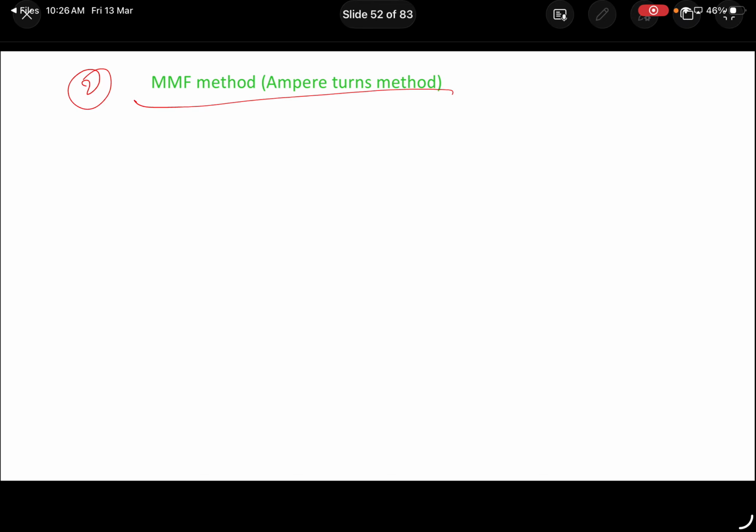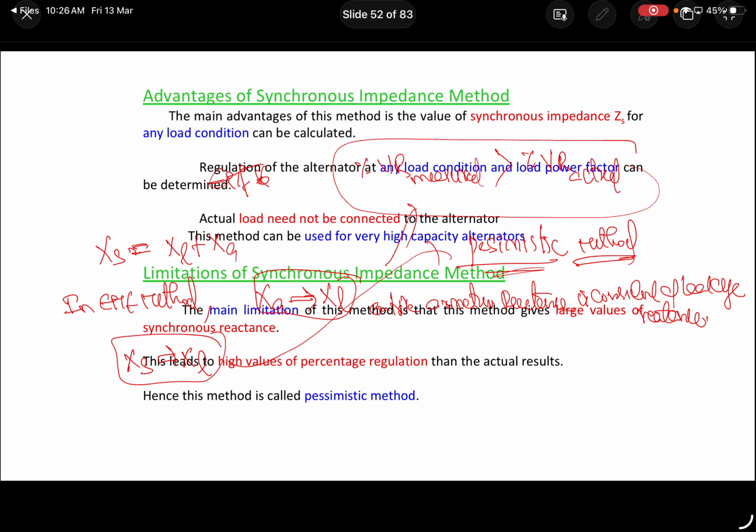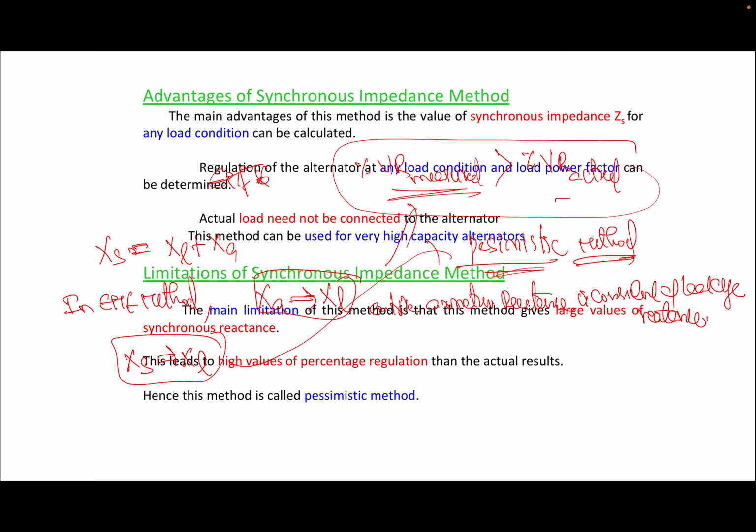The EMF method's drawback is that we are getting a percentage voltage regulation more than the actual value. Why? Because I am considering the entire XA as XL. Complete armature reactance is considered as leakage reactance.